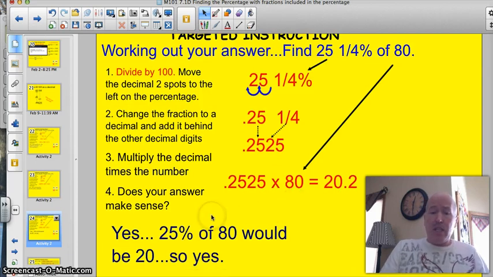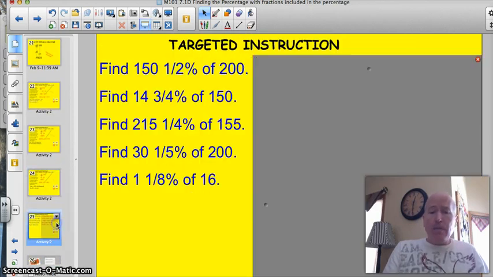So does that answer make sense? Well, yes, it does, because 25% of 80, or 1/4 of 80, would be 20. So yeah, 25.25% is just going to be a little bit more than 20. All right, here are 5 problems for you to try on your own. Again, you might need a piece of scratch paper along with your calculator to work these. Go ahead and give it a shot. All right, let's see how you did.